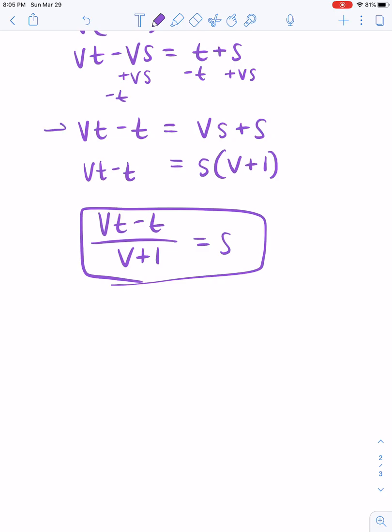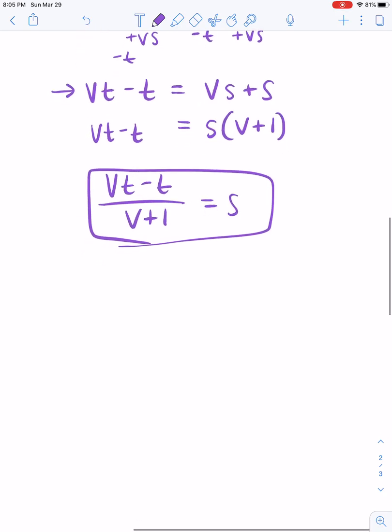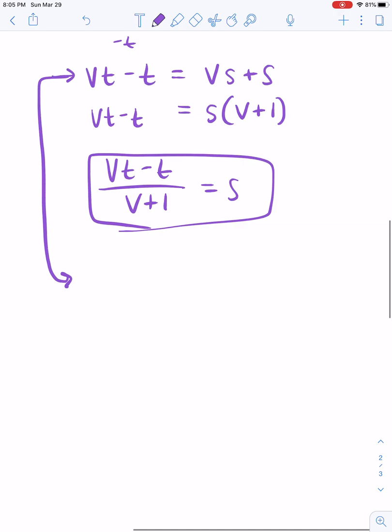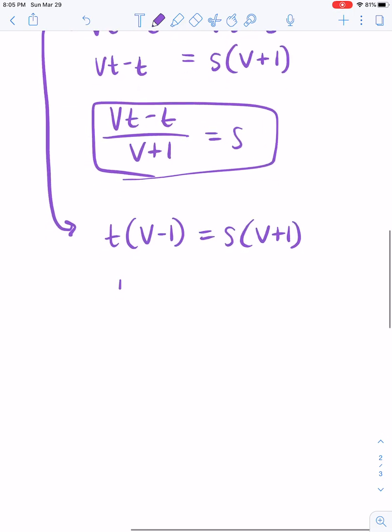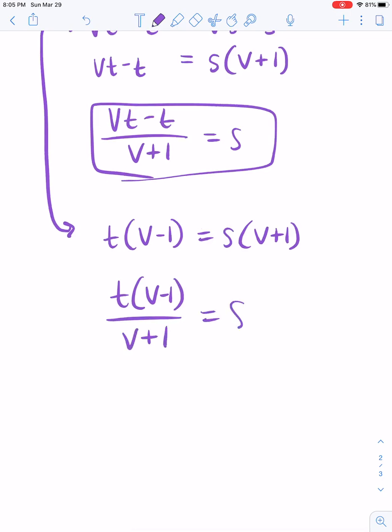If you wanted to take out that GCF of t there, then it would have looked like t times v minus 1 equals s times v plus 1. And so then you would have divided and you would have had t times v minus 1 over v plus 1 equals s. And so that would be acceptable as well.